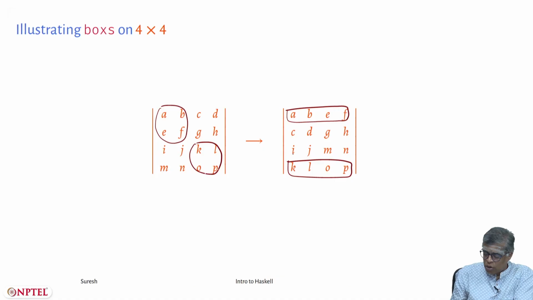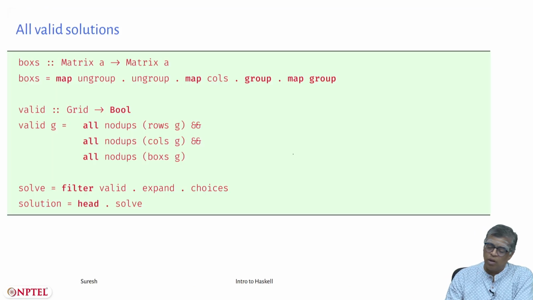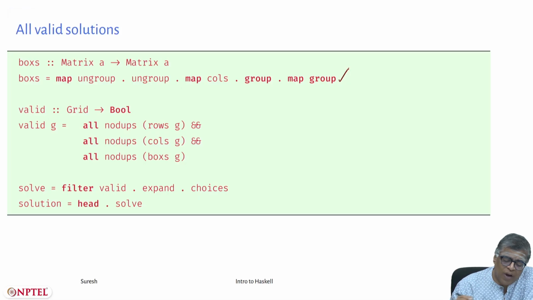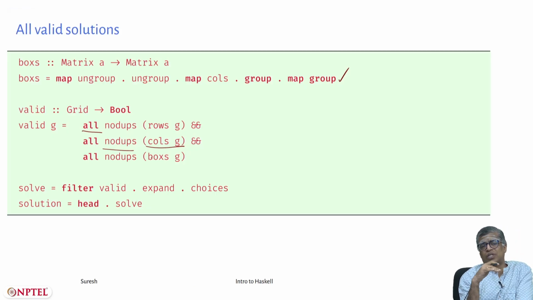Okay, good. So now I have a way of extracting all rows, I have a way of extracting all columns, I have a way of extracting all boxes. So boxes is just this program that I showed here, and valid of a grid is a predicate. It just checks that all rows in G have no duplicates, all columns in G have no duplicates, all boxes in G have no duplicates.